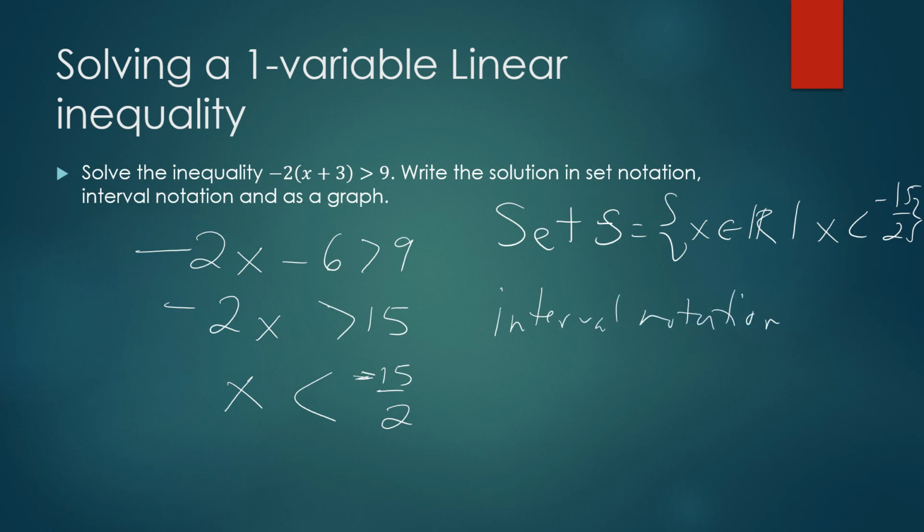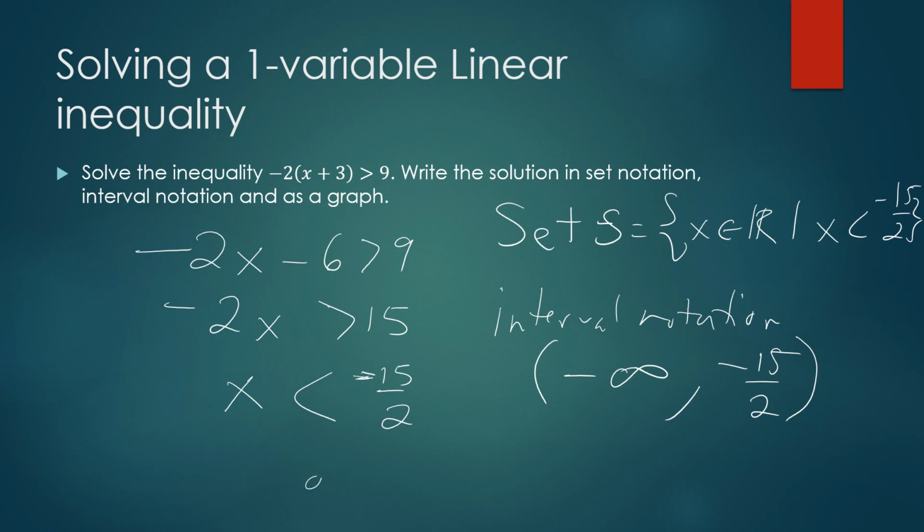In interval notation, we define the lower bound and the upper bound. Here, the lower bound of x is negative infinity. From the previous one, we know that anything with infinity has to have an open bracket, a parenthesis. The upper bound is negative 15 over 2. Based on the inequality, there is no equals here, which means this endpoint is open. It's going to be a parenthesis.